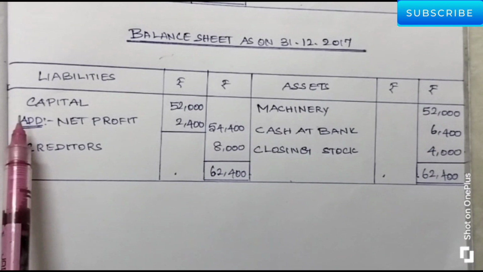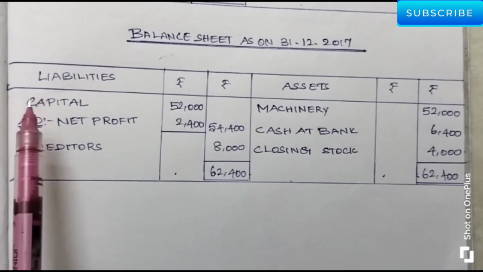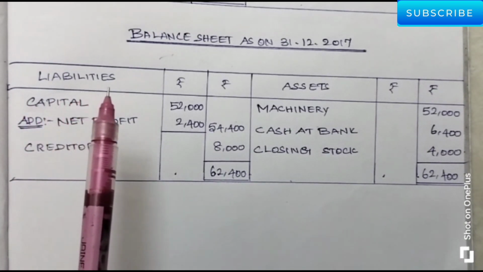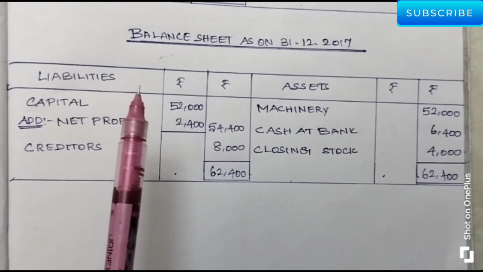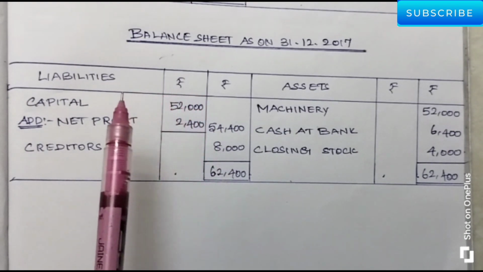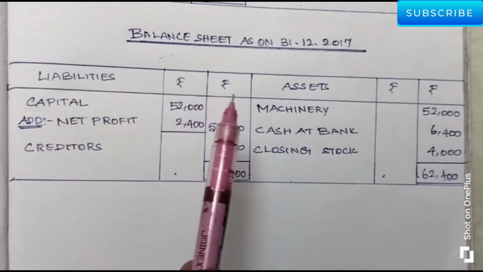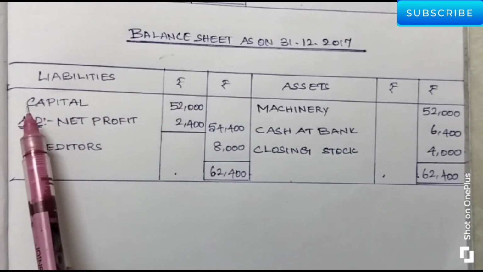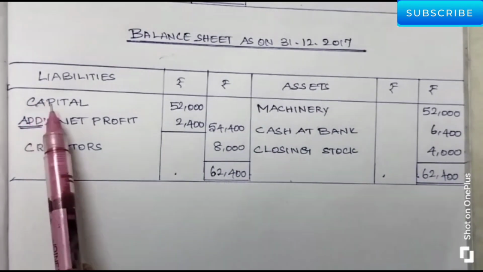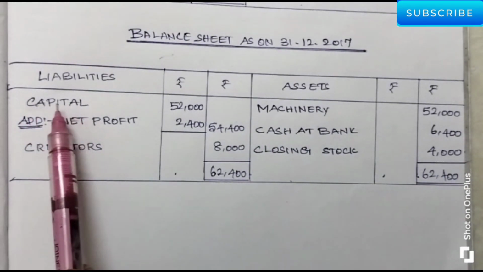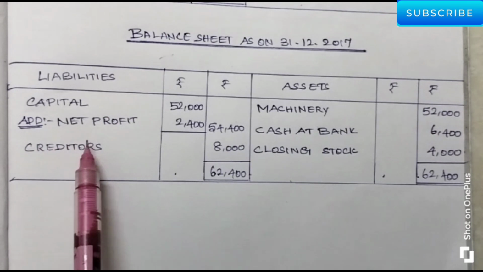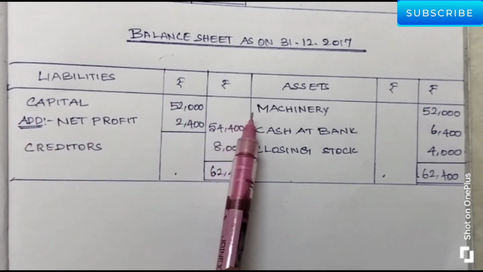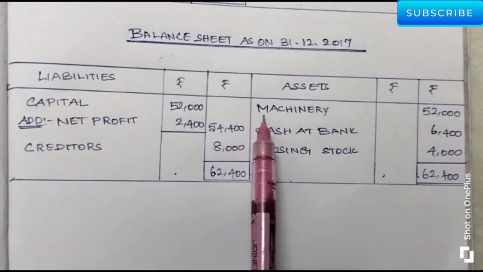Listen, in the trading and profit and loss account, we always start with "To" on the debit side, and with the word "By" on the credit side. But for the balance sheet liability side, you only enter the account name, such as capital account, net profit, creditors. We no need to write "To" on the debit side or "By" on the credit side.